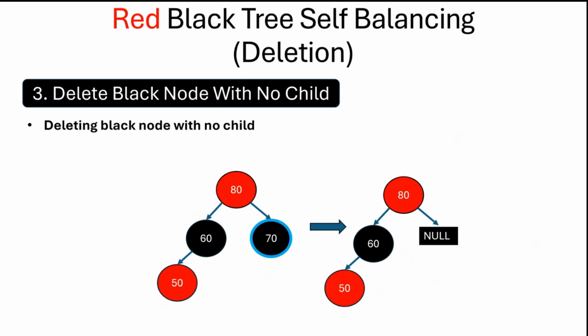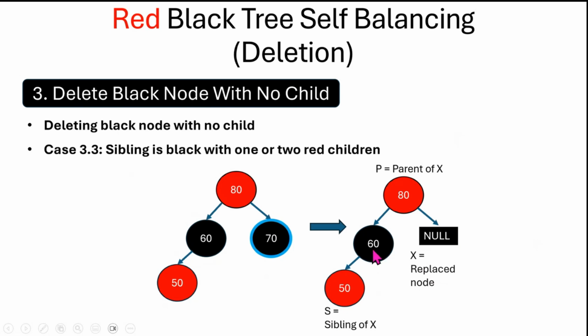Now here if you see, the structure is like this, right? 60 will be the sibling. Here it is wrongly pointed to node 50. 60 is the sibling. Sibling is black with one or two red children. So 60 is the sibling. Now, can we handle it using just recoloring?